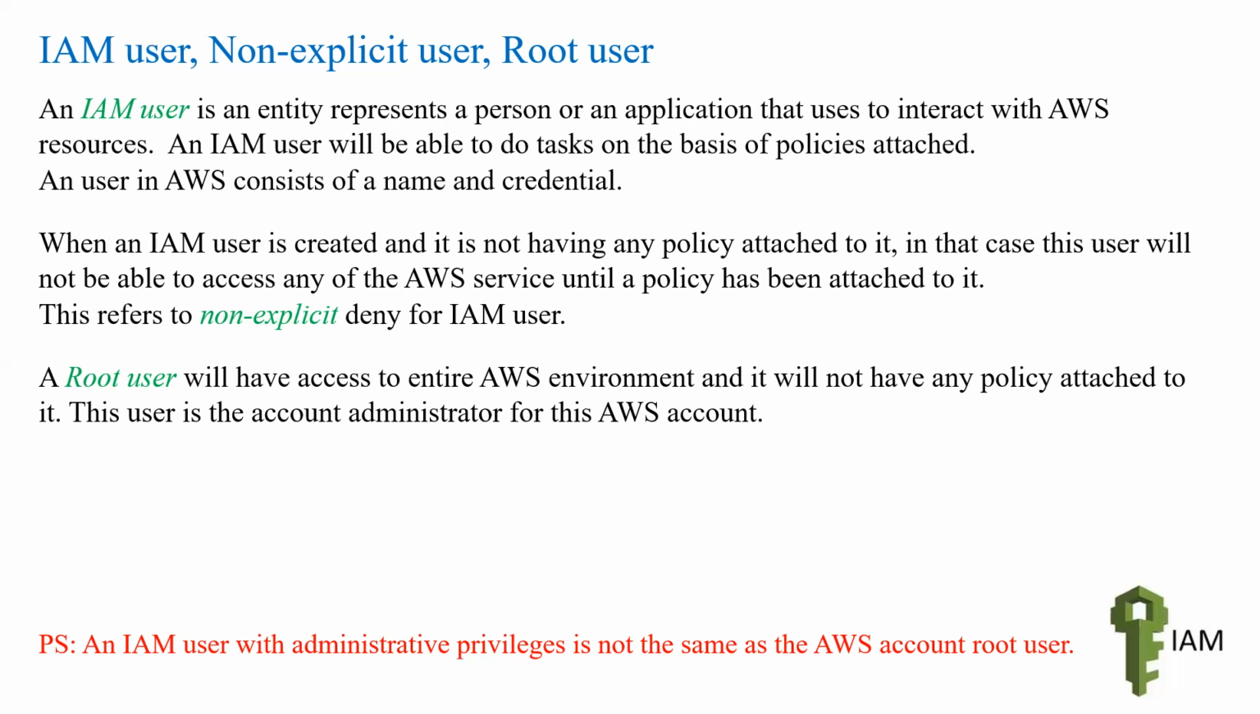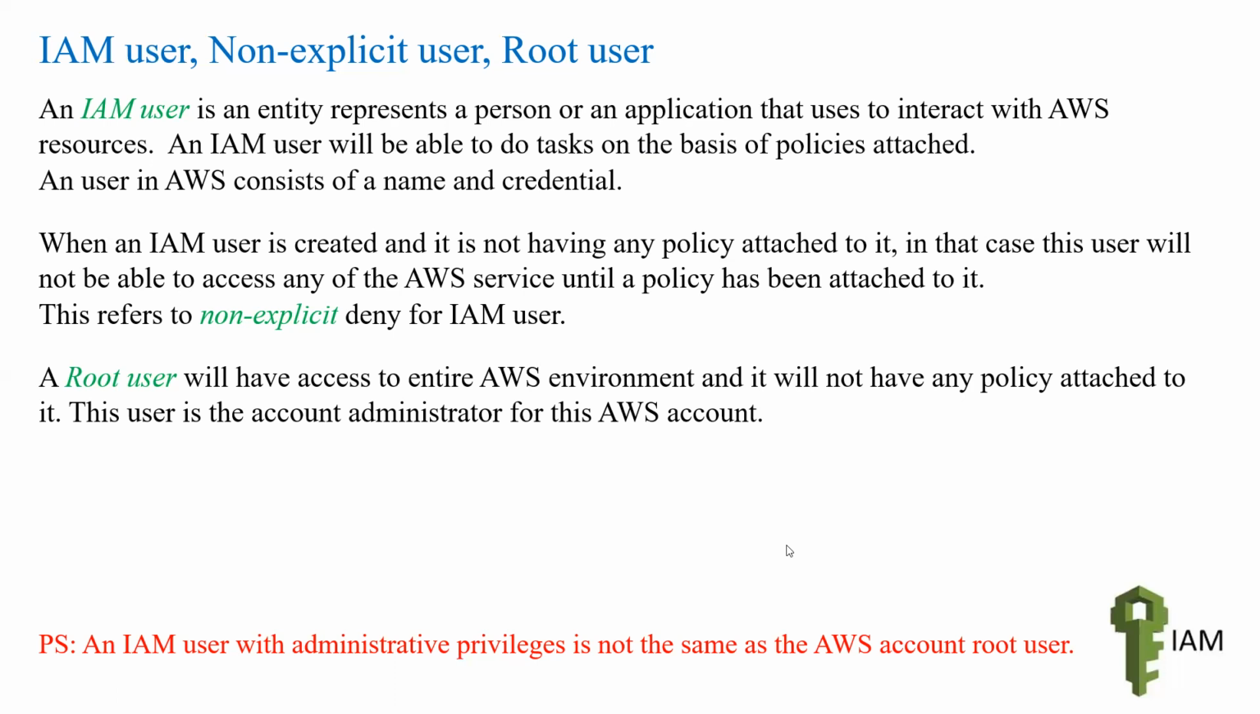So the last but not least, a root user. A root user will have access to the entire AWS environment and it will not have any policy attached to it. So this user account is the administrator for the AWS account. The root user account is the one that gets created when you sign in to the AWS Management Console. An IAM user with administrative privileges is not the same as the AWS account root user. Please note this point. What does that mean?